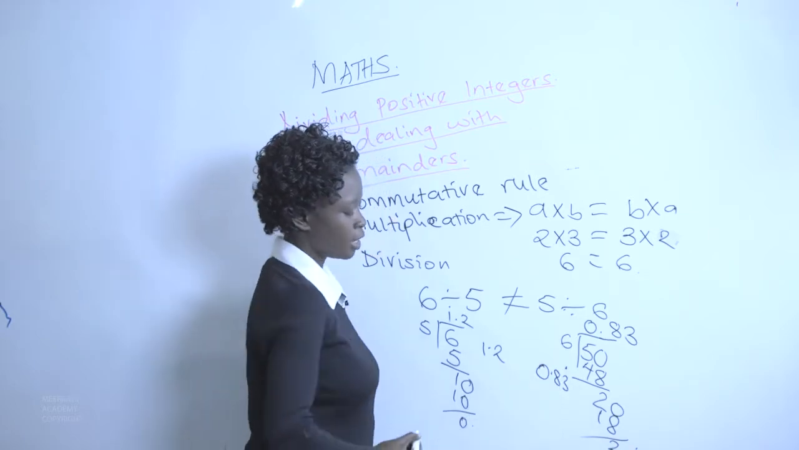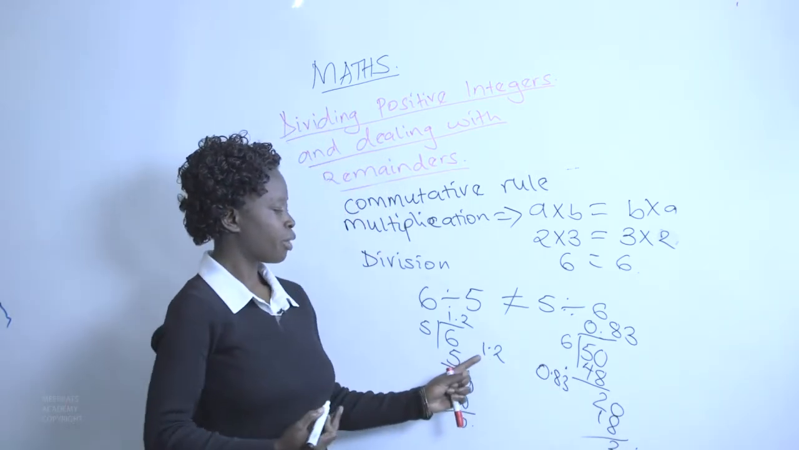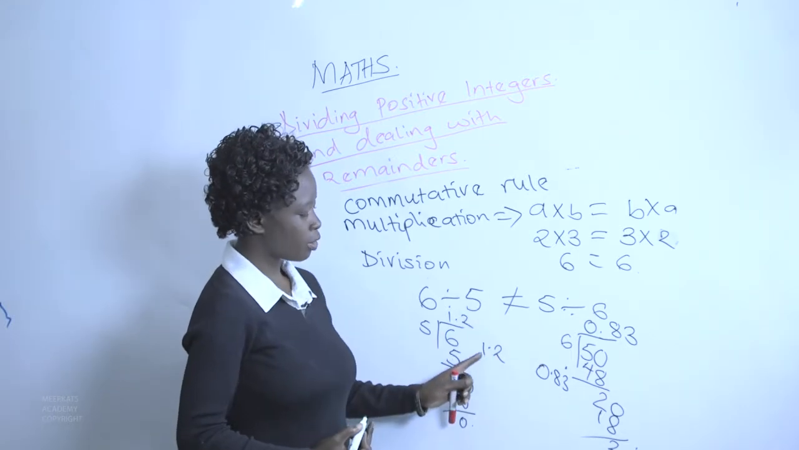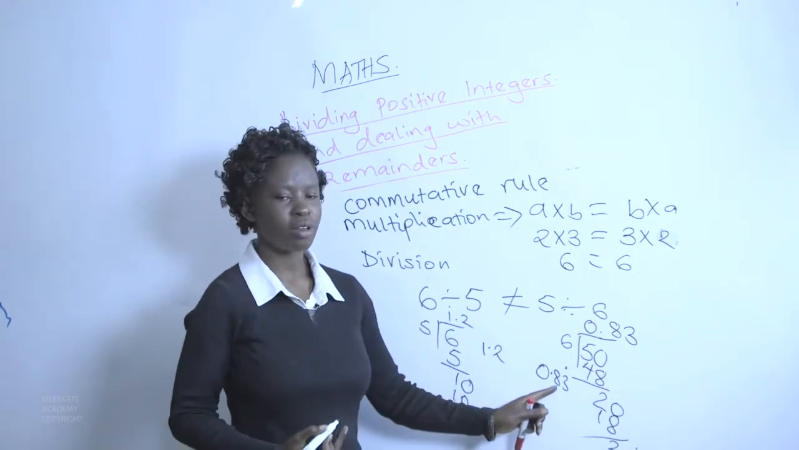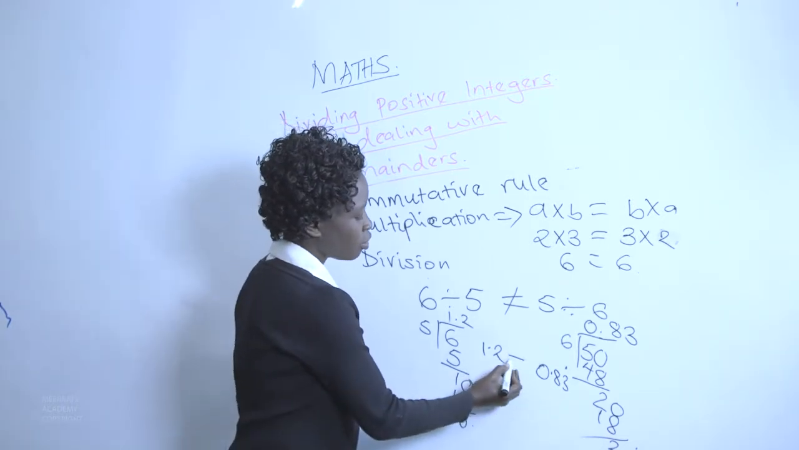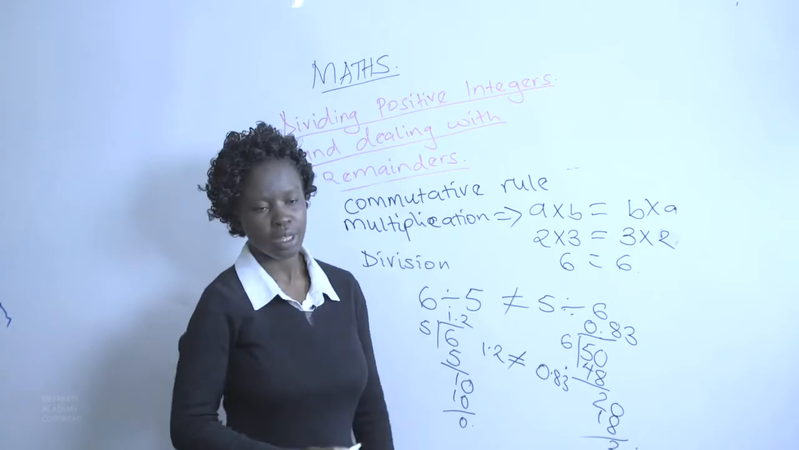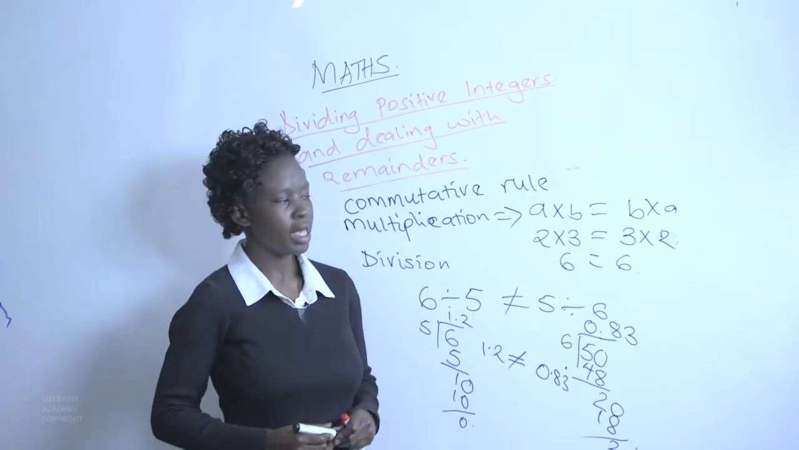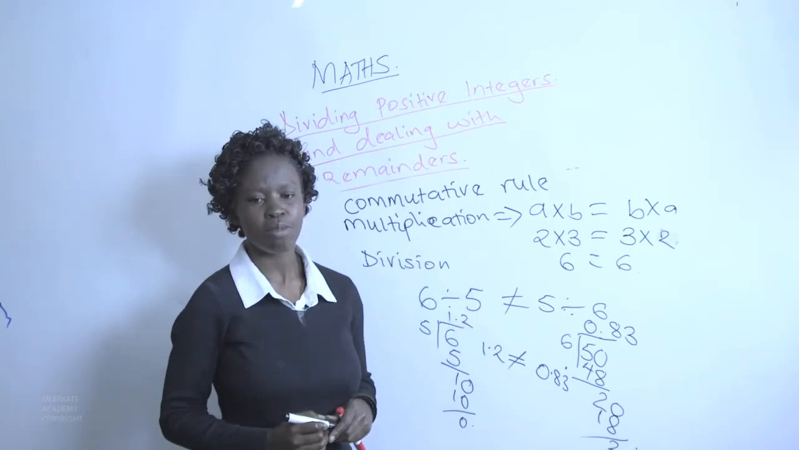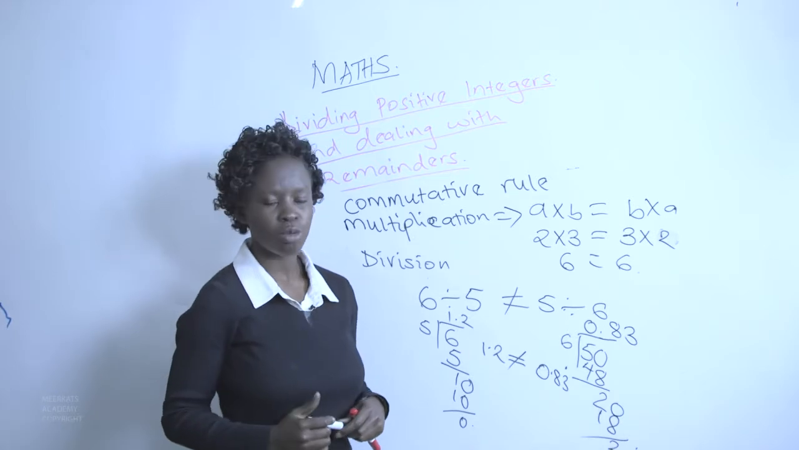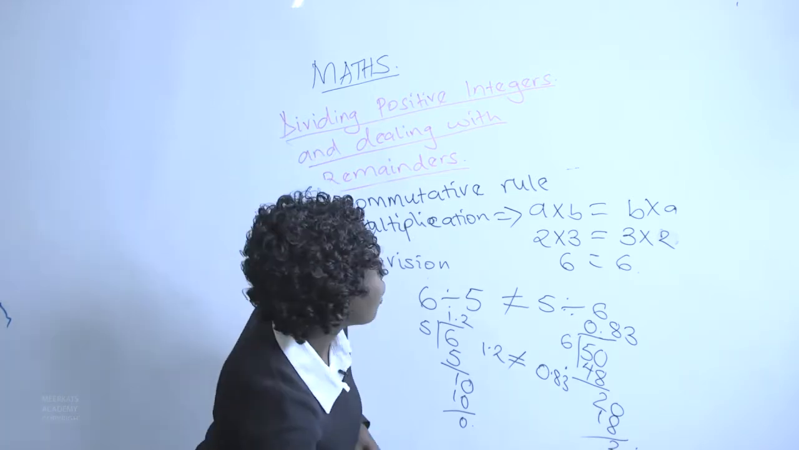The 3 is recurring. But if we compare the left-hand side and the right-hand side of our equation, you find that we have 1.2 and 0.83 that is recurring. This means that 1.2 and 0.83 are not equal. So what am I saying? Commutative rule is not applicable when it comes to division. It is only applicable when it comes to multiplication.